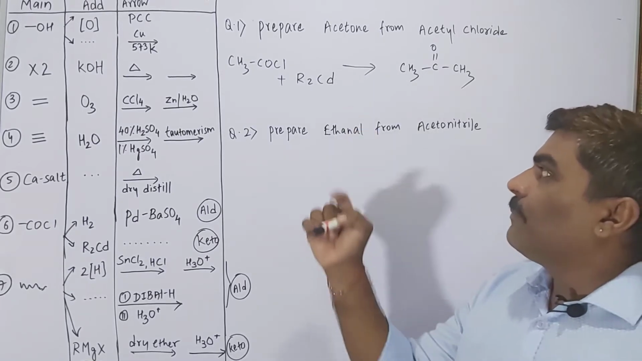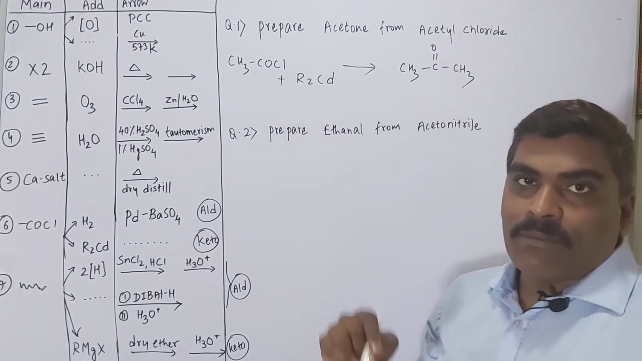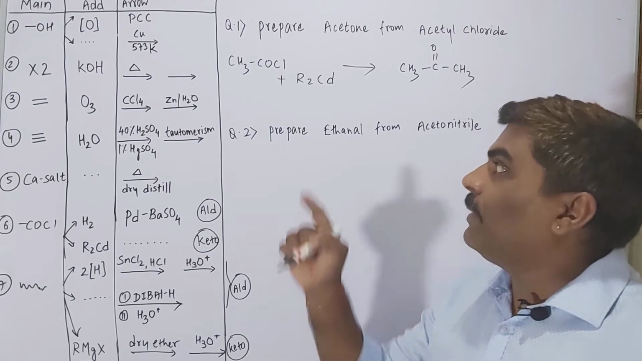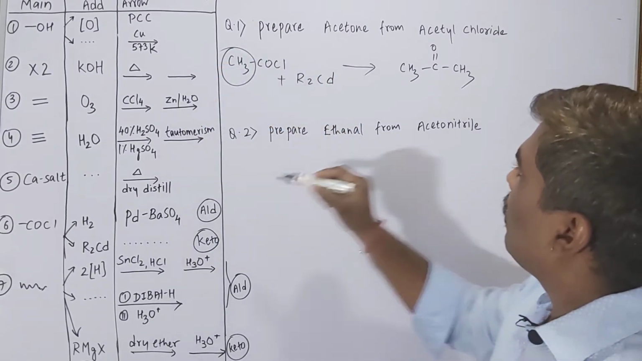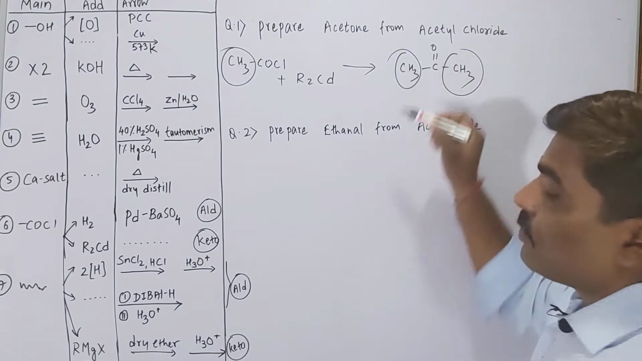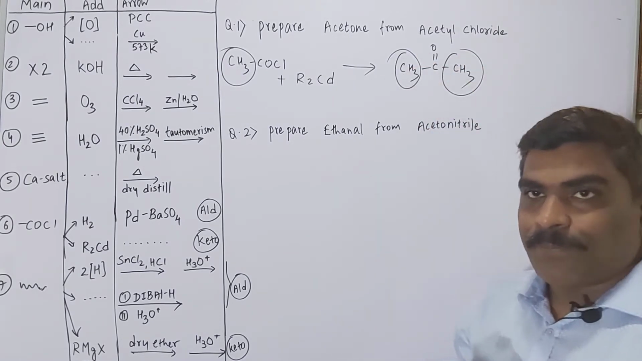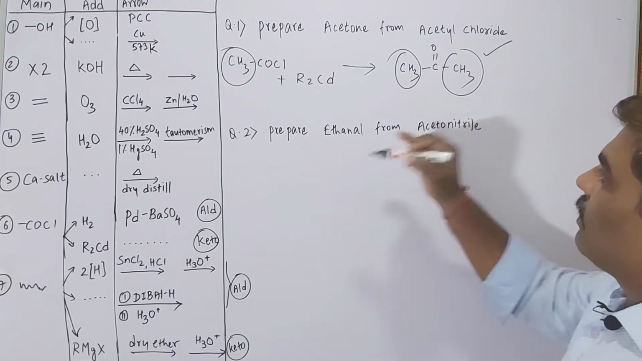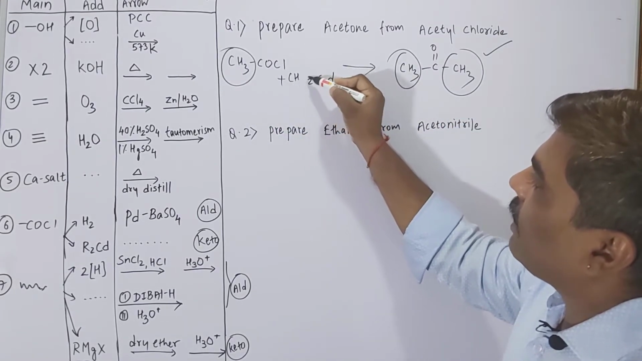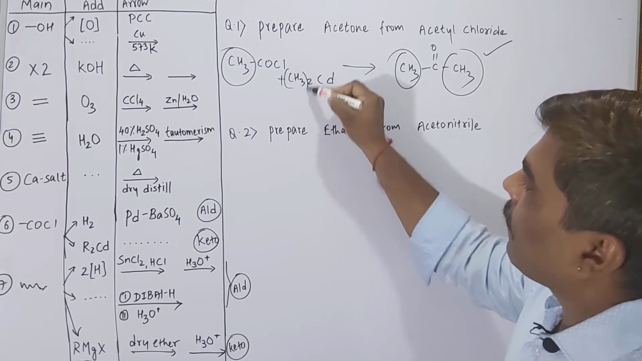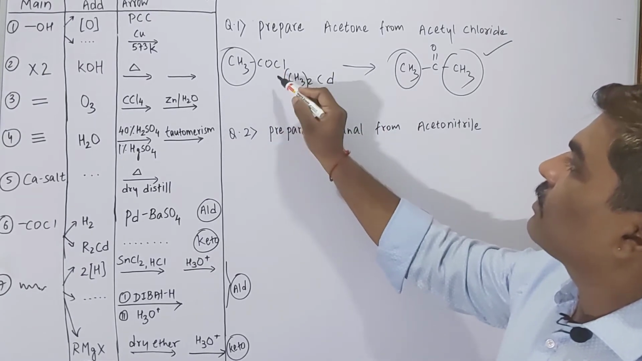This is nothing but dialkyl cadmium. Now what will we write in the place of R? You have to search, like methyl is there, here we have 2 methyl. So the one methyl which is extra, that we should write here. So in the place of R, we are going to write CH3. So I'll just write this. Okay.